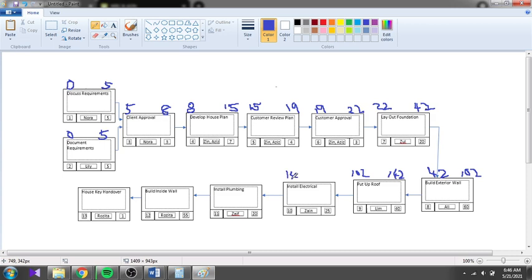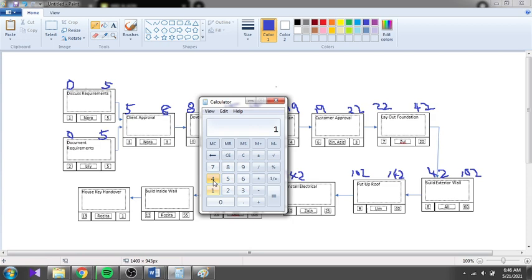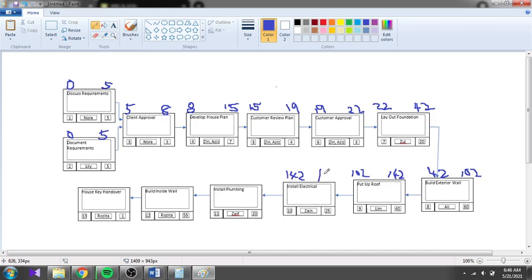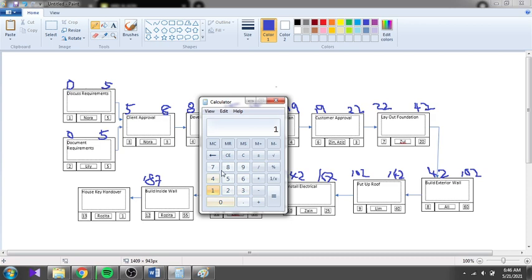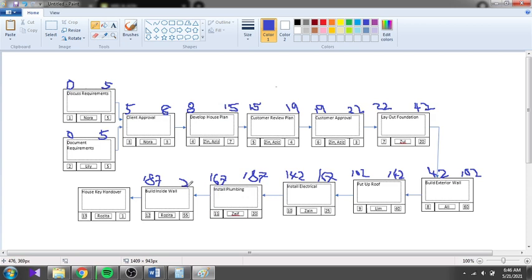142 plus 25. This one I'm gonna use calculator. 167. 167 plus 20, 187. Okay, kejap. 187 plus 55, 242, and the last one gonna get 243.